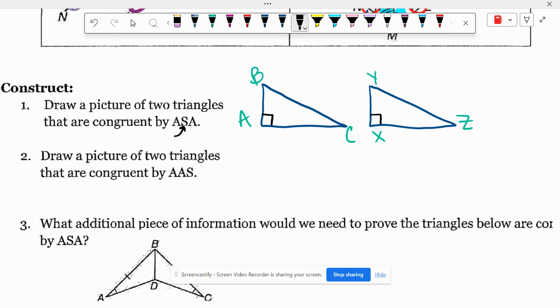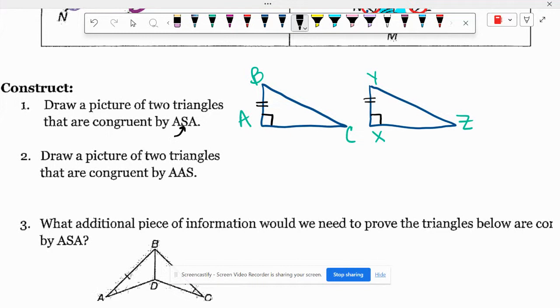So hang on a second. I'm doing angle, side, angle. So I have to choose a side that can be in between another angle. So I can only choose either AB or AC. Those are the only choices. I heard someone say BC and I heard someone say YZ. I can't choose that side. It won't work for angle, side, angle. So if I say mark AB congruent, I have to mark XY. That's the corresponding side.